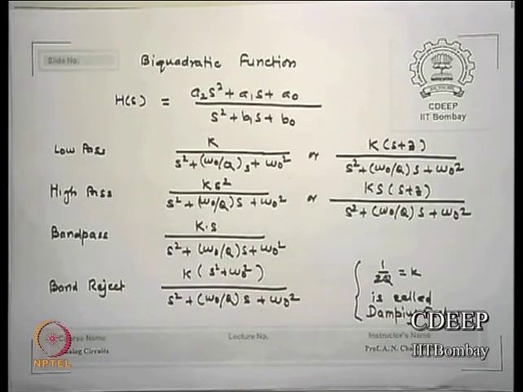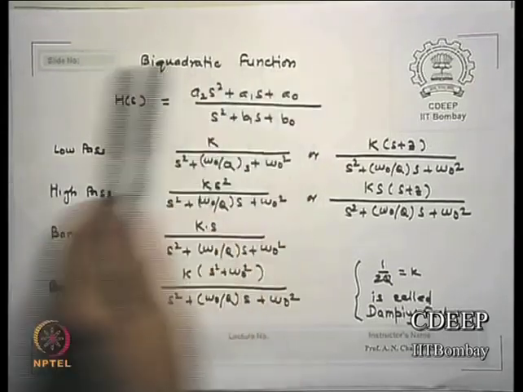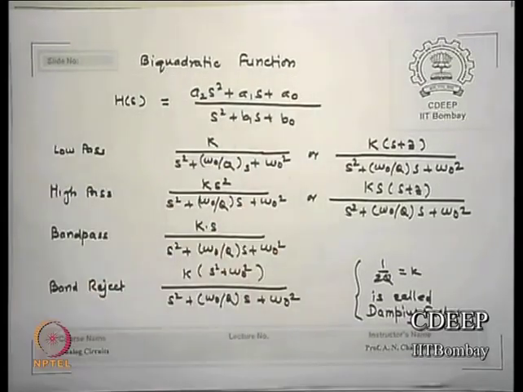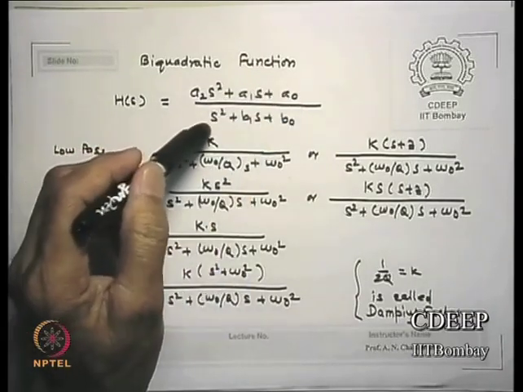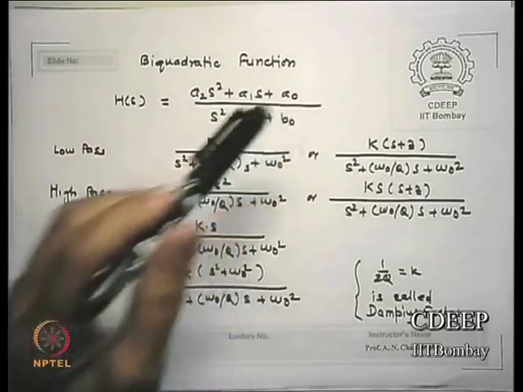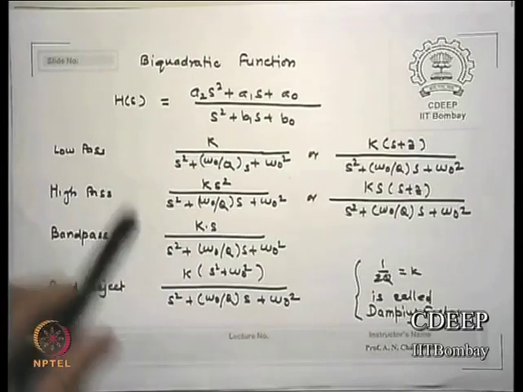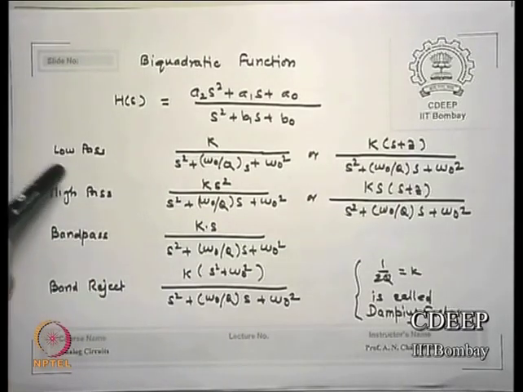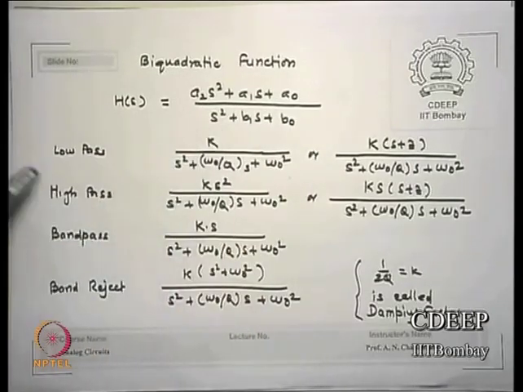What is it that I am talking about now? It is called implementation. Now real life has come in, now how do we implement it? So we say, okay, let us look at functions. If I have a bi-quadratic function like this, a2 s square plus a1 s plus a0 upon s square plus b1 s plus b0, this is also given in Sedra-Smith. I can take part of this function and create a low pass, band pass, high pass, whatever it is.